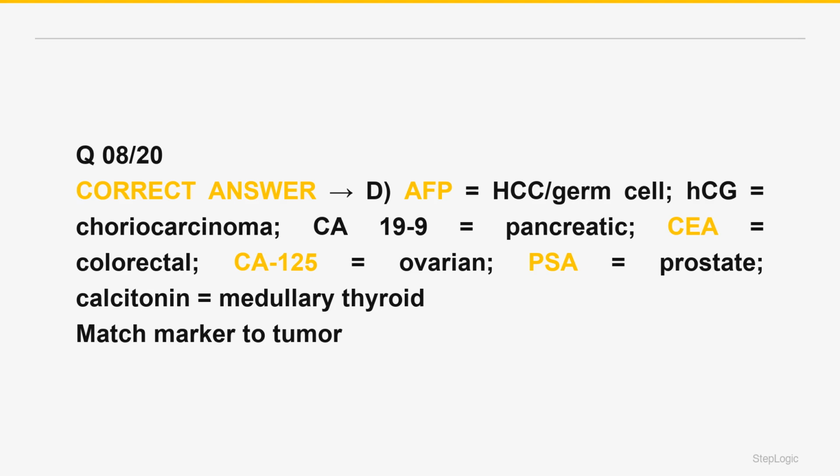The correct set: AFP for HCC and germ cell tumors, HCG for choriocarcinoma, CA19-9 for pancreatic, CEA for colorectal, CA-125 for ovarian, PSA for prostate, calcitonin for medullary thyroid is the answer.